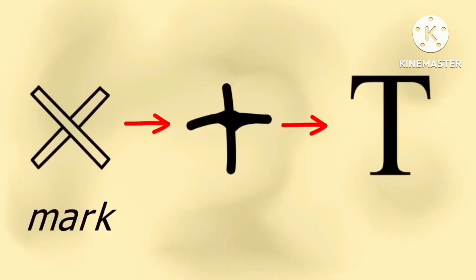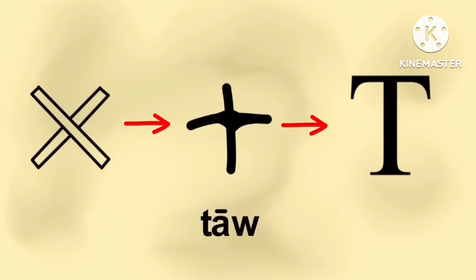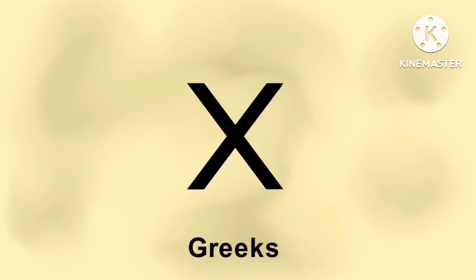A mark became the letter T because it was pronounced taw. And the last letter of all is the letter X, the only letter that has nothing to do with the Canaanites. The letter X was created by the Greeks.